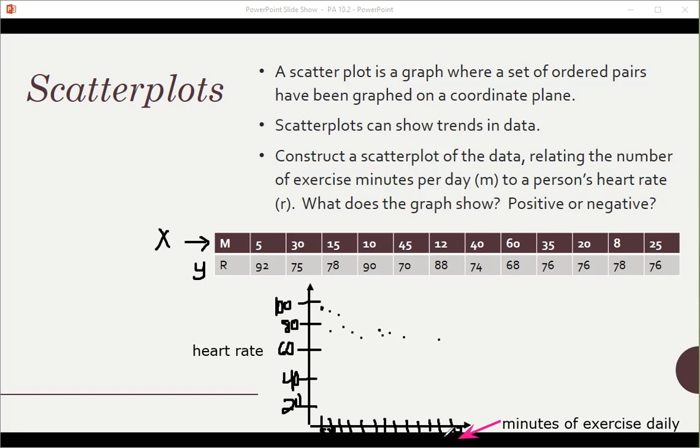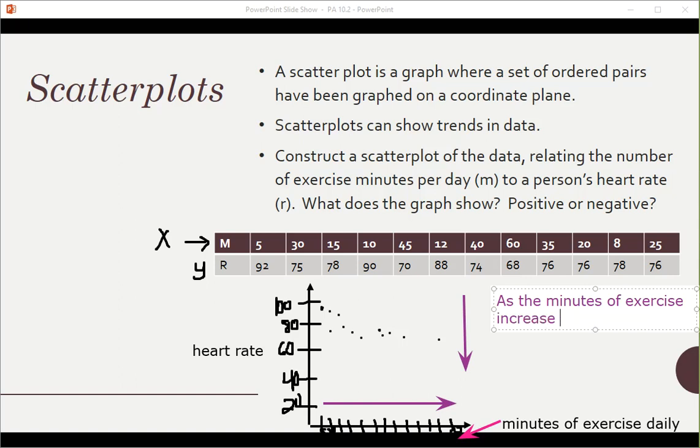Then it says, what does this graph show? So if you were trying to look for a trend in the data, what it looks like as my numbers get bigger on my X, which means as my minutes of exercise daily gets bigger, the numbers on my Y are going down. I just use arrows to help me represent what's happening. Then in words, I say, as the minutes of daily exercise increase, maybe that might be better, as the minutes increase, the heart rate decreases.